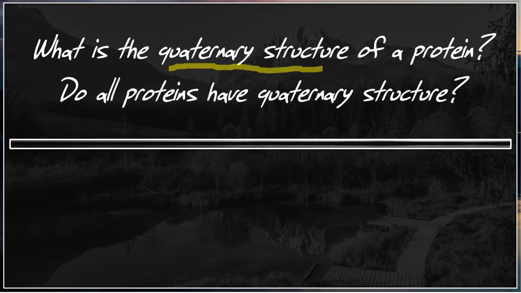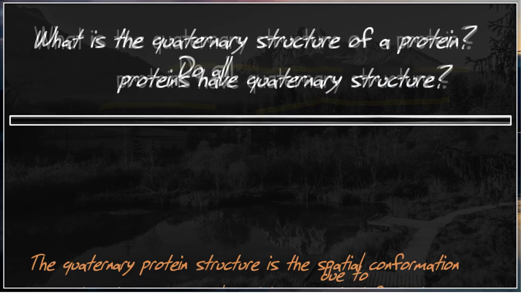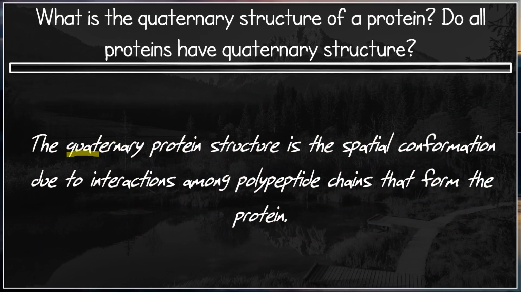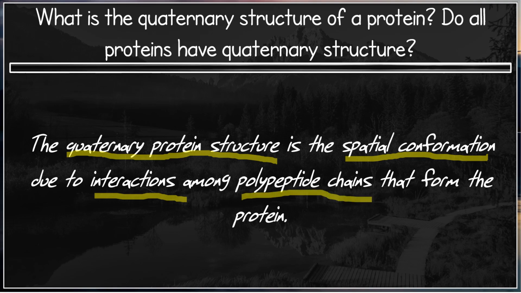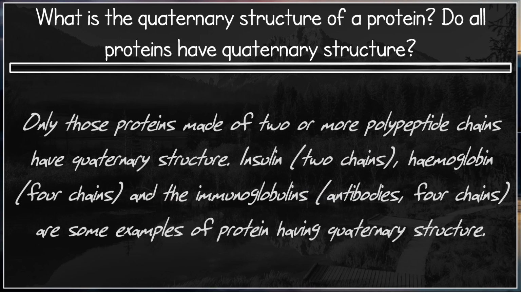What is the quaternary structure of a protein? Do all proteins have quaternary structure? The quaternary protein structure is a spatial conformation due to interaction among the polypeptide chains that form the protein. Only those proteins made up of 2 or more polypeptide chains have quaternary structure.